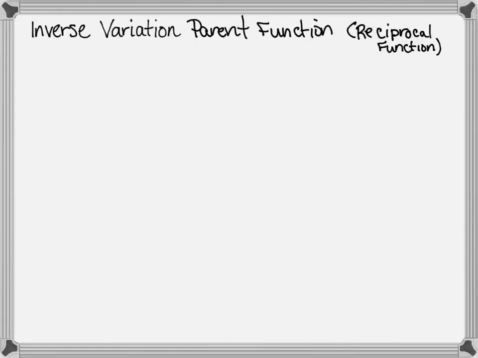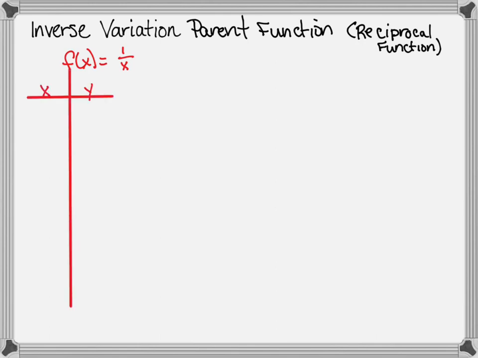Let's look at the graph of the inverse variation parent function, also called the reciprocal function or the rational parent function. So we're looking at the graph of f of x equals 1 over x. So let's create an xy table. Let's choose some x values and we'll find their corresponding y values.